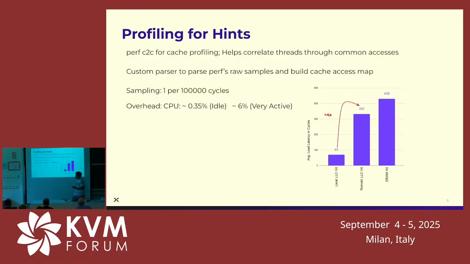For all this profiling, by the way, we are using perf c2c, which internally uses the AMD IBS counters. We take the raw samples and then do manual parsing; we created our own parser to extract data from it. These are the sampling rates: we are sampling every 100,000 cycles. And these are the overheads. When the CPU is very active, we get a lot of samples, and this profiling can take up to 6% of CPU utilization on one core.